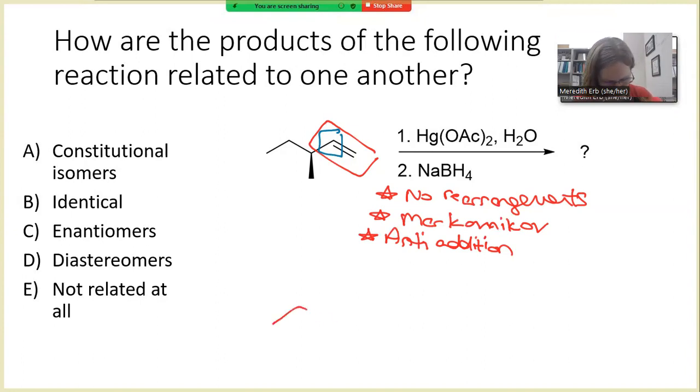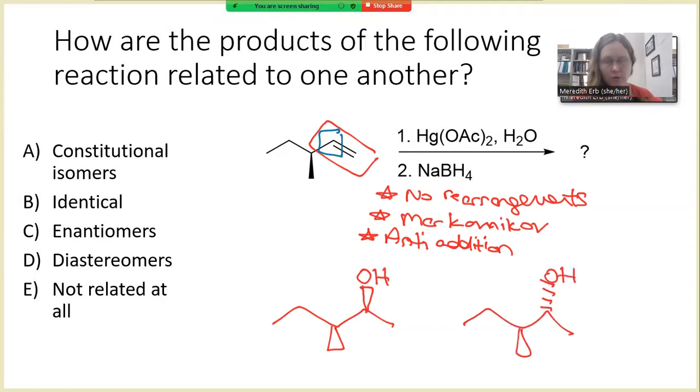So the products that we make in this reaction look like so, where we add our OH to the more substituted carbon, and then a hydrogen gets added to the less substituted carbon. The OH group can either be wedged or it can be dashed. Again, we see both because the alkene is flat and the oxymercuration-demercuration can take place on either the top face or the bottom face.